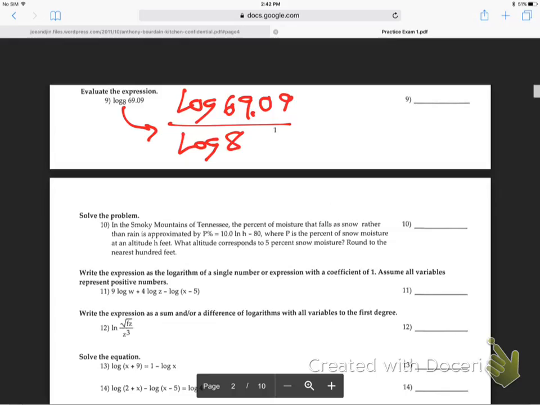Number 10. Where are we at? Number 10. In the Smoky Mountains of Tennessee, the percent of moisture that falls is... that's the one we just did. See, I'm getting these out of the homework, right? These are going to be homework problems. Number 11.